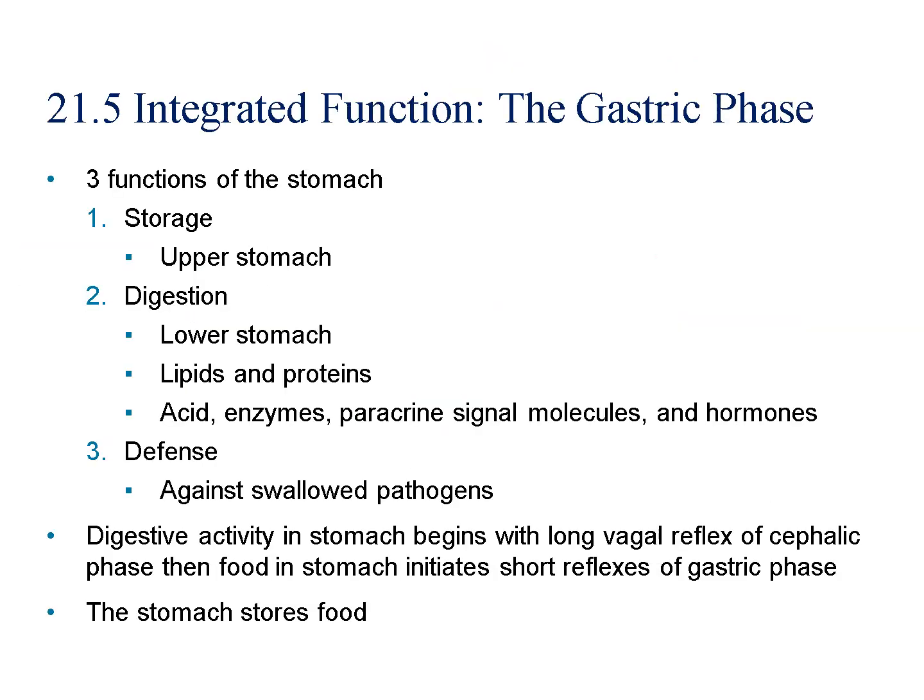The gastric phase of digestion begins when food enters the stomach, triggering a series of neural and chemical responses that facilitate digestion. The stomach plays three essential roles in this phase: storage, digestion, and defense. The first function is storage. The upper region of the stomach temporarily holds food, allowing it to be processed gradually. This prevents the small intestine from becoming overwhelmed and ensures controlled digestion.